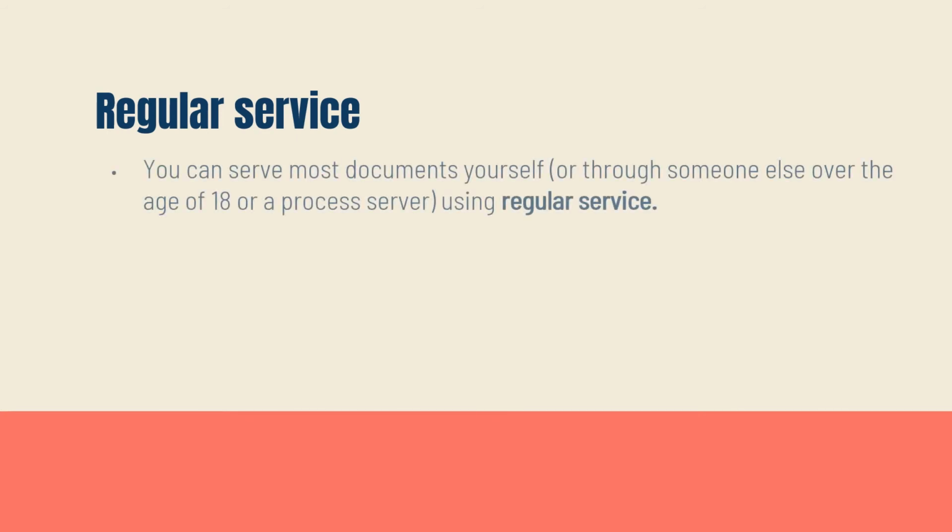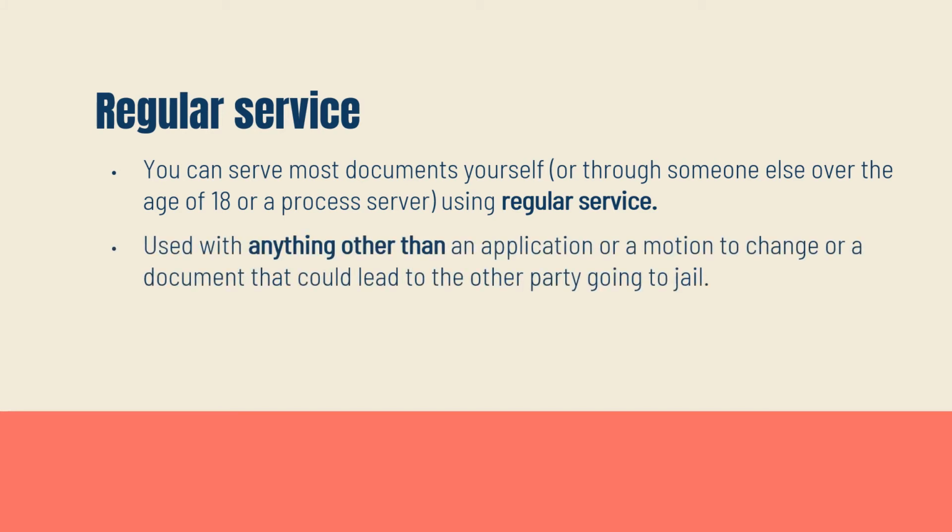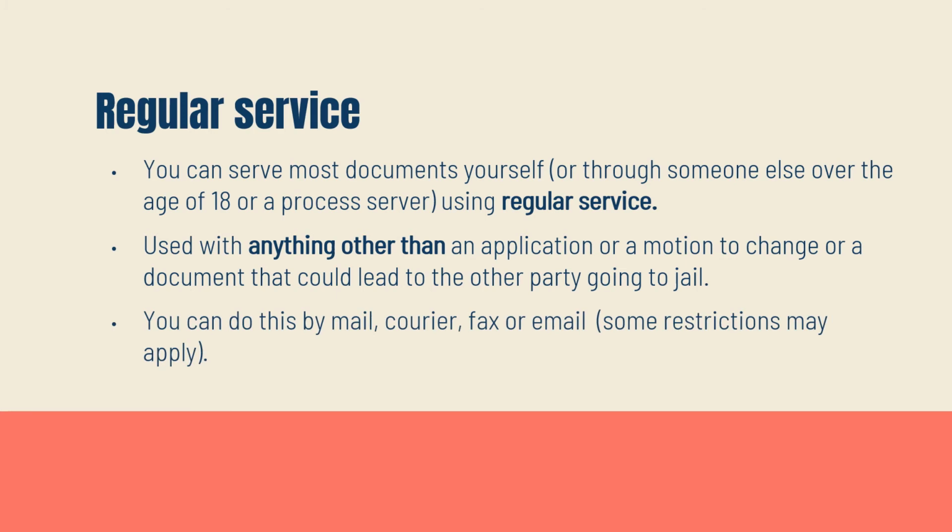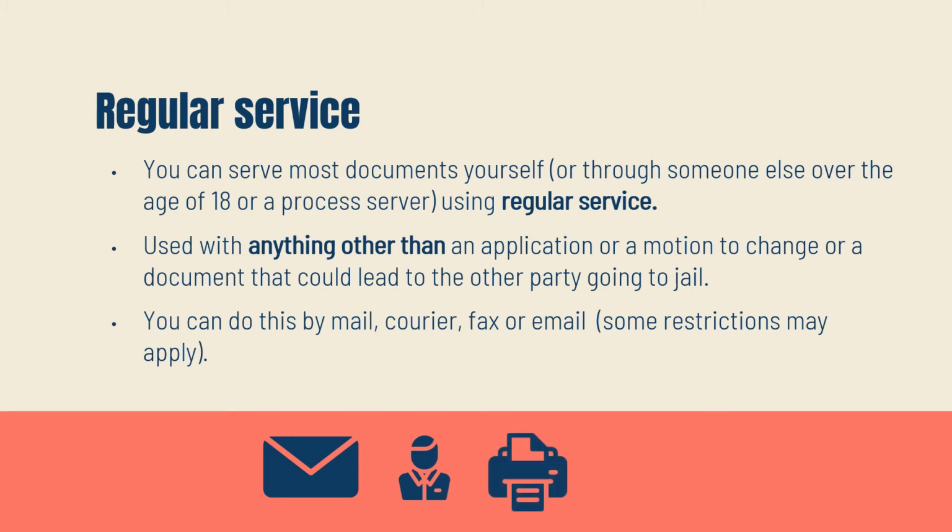Once you have served the documents that start your case through someone else using special service, most other documents can be served by you or someone else who is at least 18 years old, or a process server, through regular service. You can use regular service for any form other than an application or a motion to change or any document that could lead to the other party going to jail. You can do this by mailing copies to the other party or their lawyer of record, sending copies by courier, sending copies by fax, but only up to 20 pages, and sending copies by email if you have permission of the other party or a court order to do so.